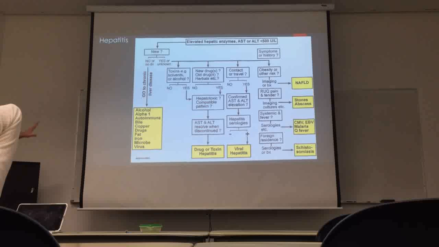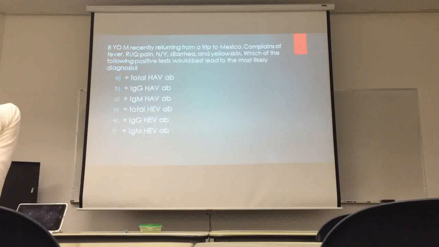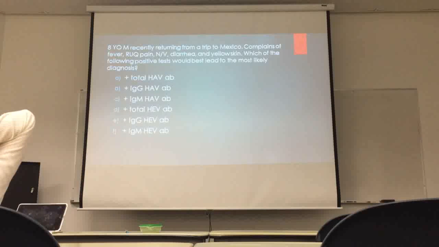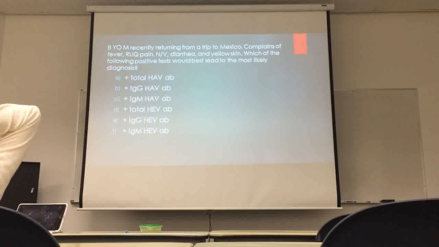Same thing with the hepatitis pattern. You can see all these different causes that can result in the hepatitis pattern whenever someone's AST and ALT are less than 500. So acute viral hepatitis, chronic alcoholic disease. A young male recently returns from a trip to Mexico, complains of fever, right upper quadrant pain, nausea, vomiting, diarrhea, and yellow skin. Which of the following positive tests would best lead to the most likely diagnosis?